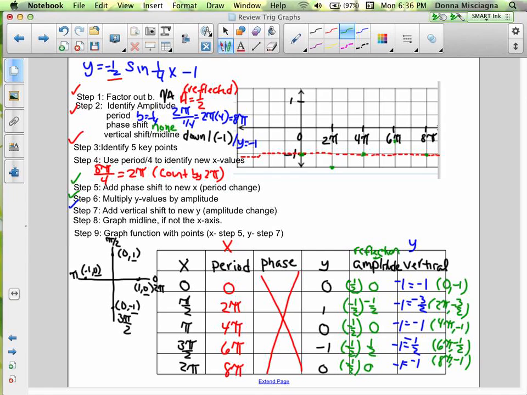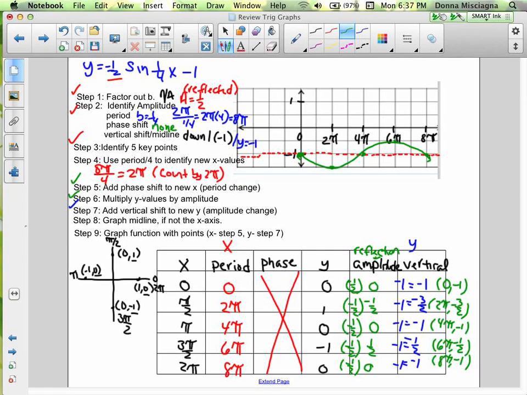Right, now all we need to do is connect. Notice that our graph is a reflection, so usually it goes up and then down. Now it's going down and then up. All right, so we'll connect. And there we go. We'll put arrows to show that the graph is going to do the same thing over and over again for all eternity. There's our graph. It's got a new period. It's been reflected. It has an amplitude change, and it has a vertical shift.